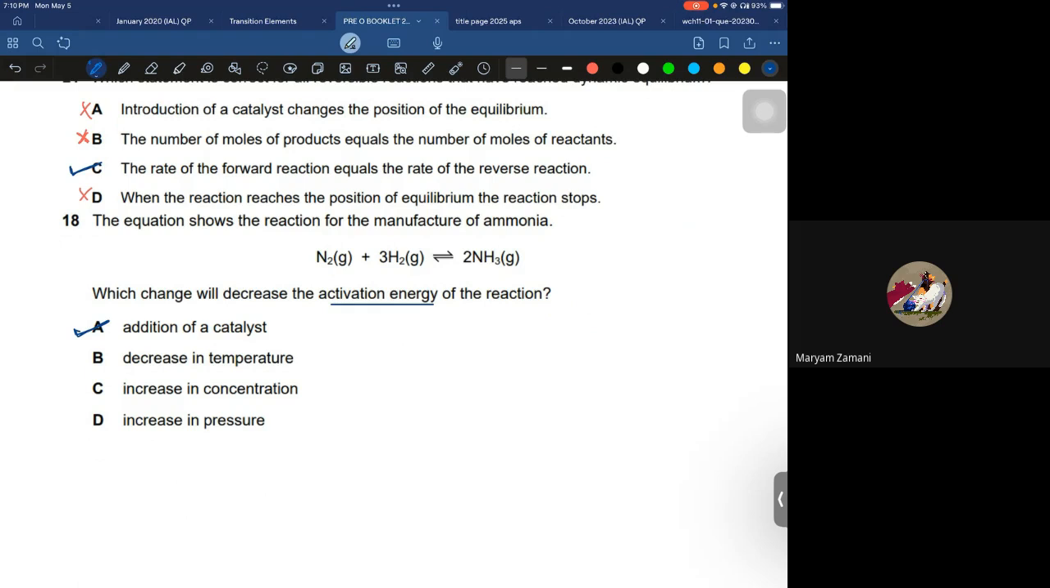Number one, it increases the rate of reaction, it decreases the activation energy, it provides an alternative pathway, and you can say it is not used up. So this is one of the characteristics of a catalyst, that it lowers the activation energy. That's why option A is correct.